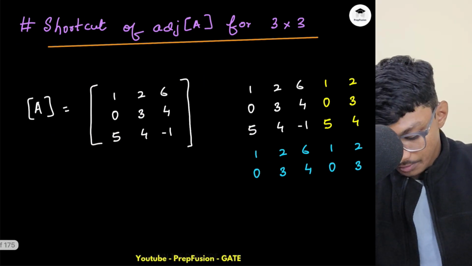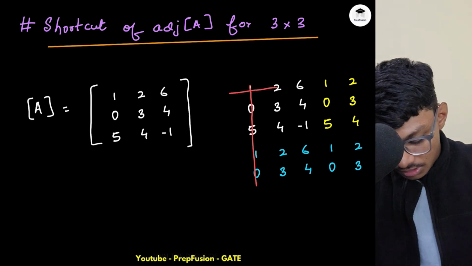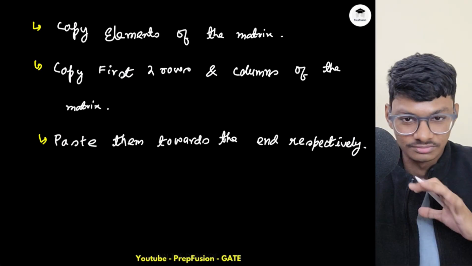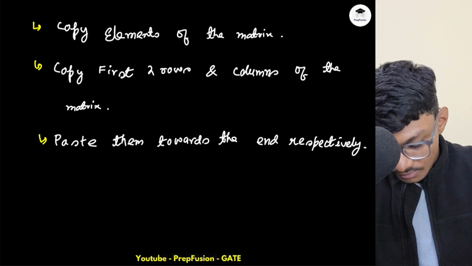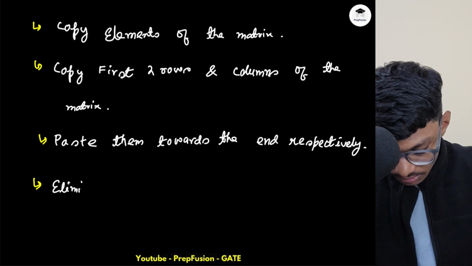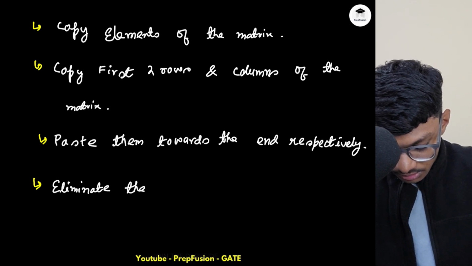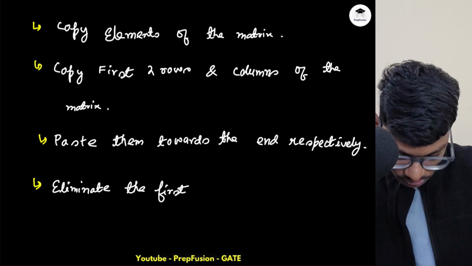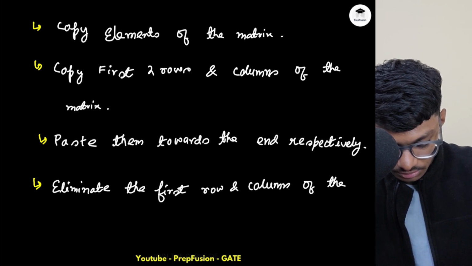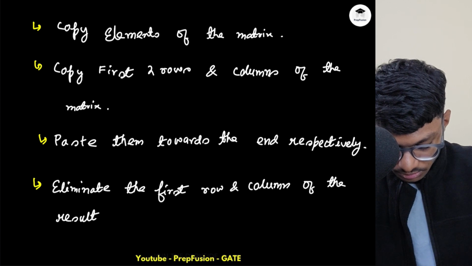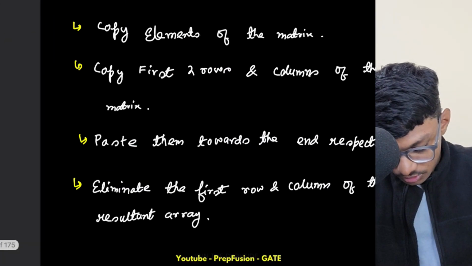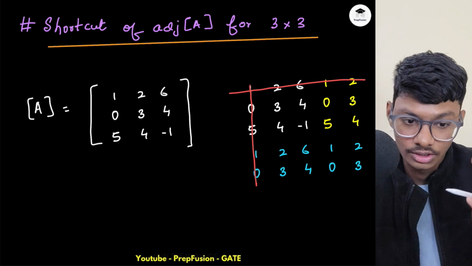Respectively. Okay, so you paste them. Now you cross off the first row and the first column of the resultant array. Okay, resultant array. You eliminate the first row and column of the resultant array. Okay, so after eliminating them, then you will find the adjoint.